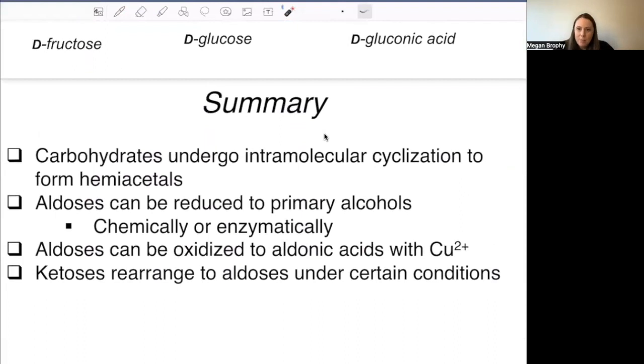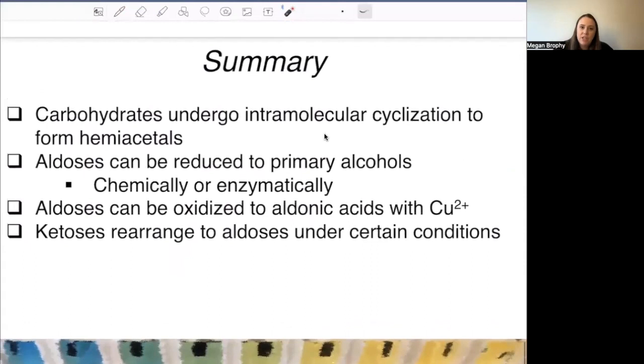Okay, so just in summary, carbohydrates will undergo intramolecular cyclization to form hemiacetals. Aldoses can be reduced to primary alcohols. This will happen chemically or enzymatically. And then aldoses can also be oxidized to aldonic acids with copper 2+. Ketoses will also be oxidized, but they have to rearrange first to an aldose, which can only happen under certain conditions.